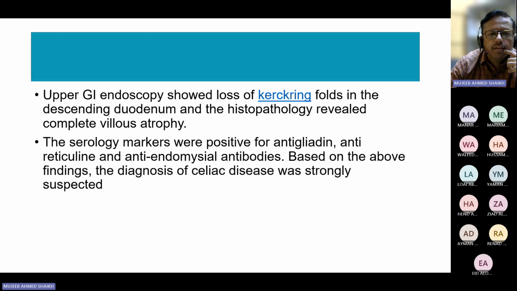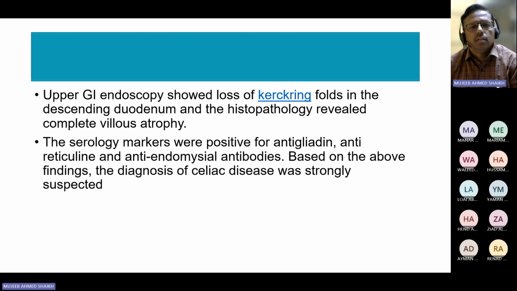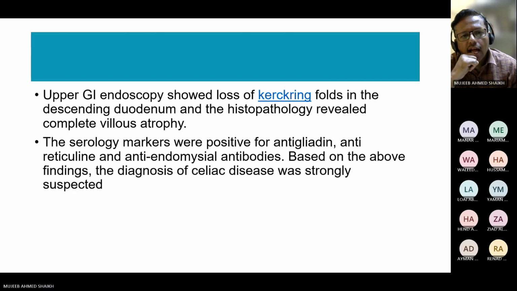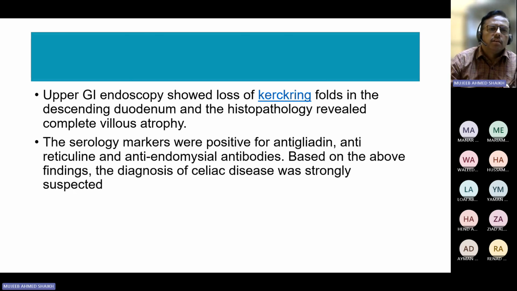Serological tests were done, which were found to be positive for anti-gliadin, anti-reticulin and anti-endomysial antibodies. What are these immunological things? These are the antibodies. So what may be the diagnosis? Autoimmune disease. Yes, autoimmune disease. Here it is written: celiac disease was strongly suspected.